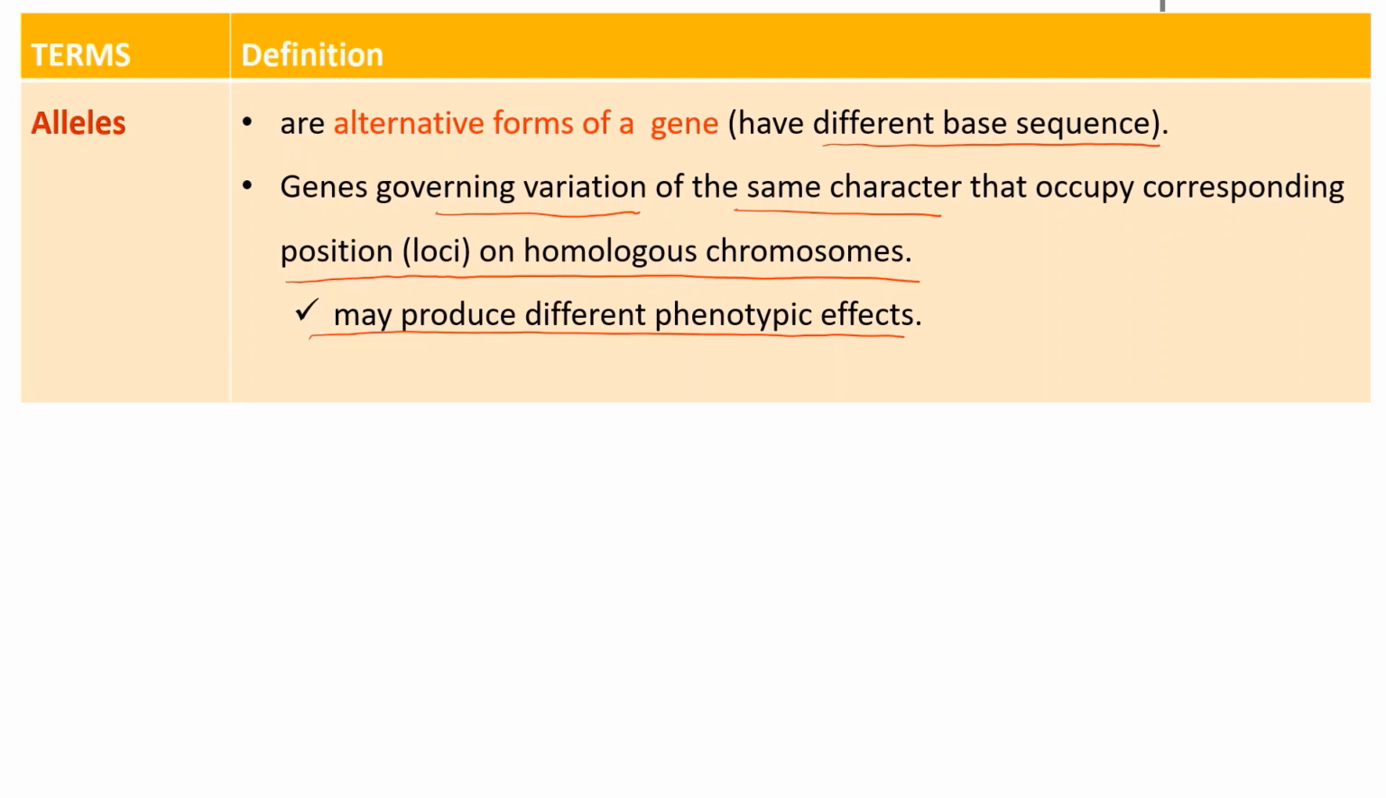For example, blood type. Blood type is controlled by a gene that has three different alleles.